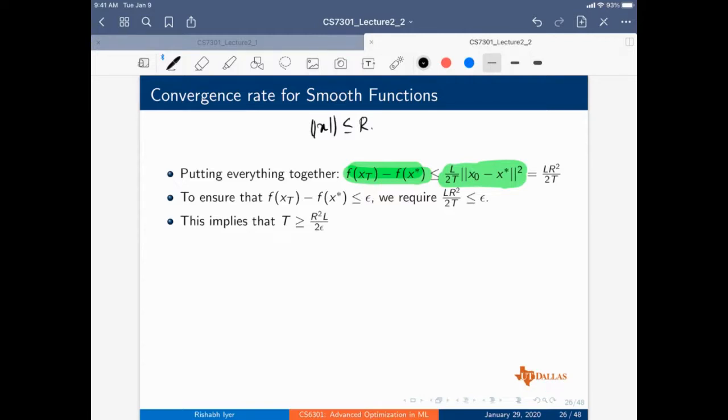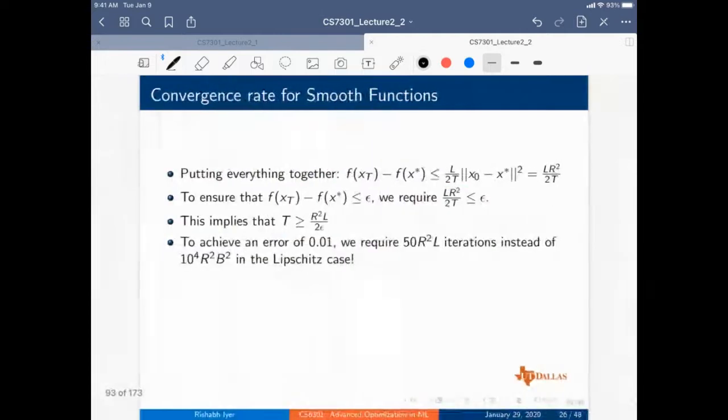Okay. So now we continue with similar kind of analysis. To ensure that f of xt minus f of x star is less than equal to epsilon, we require that LR square by 2t should be less than equal to epsilon, because then this is in turn less than equal to epsilon. Okay. So this implies that t is greater than equal to r square L over 2 epsilon.